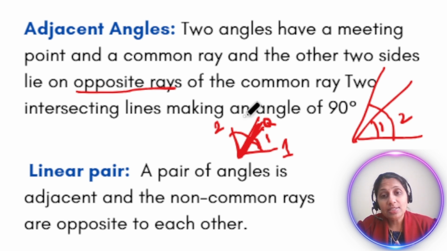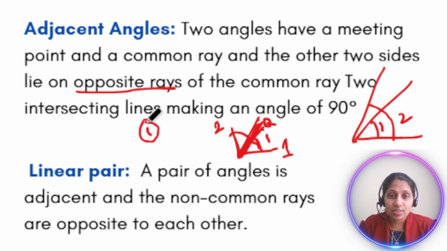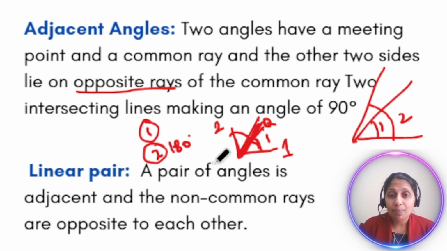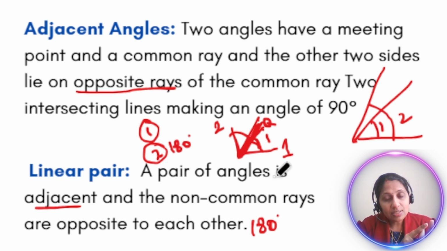Linear pair: if two adjacent angles, adjacent we already know the condition, they should have a common meeting point and a common ray between them. The two angles should be on the opposite side of the common ray. If that is satisfied, that is the first condition, adjacent. The next condition is if they add up to 180 degree, which is nothing but supplementary. Then we call the two angles a linear pair. A pair of angles is adjacent and the non-common rays are opposite to each other, and if they add up to 180 degree, then it is called a linear pair. Linear pair means simple: it should be adjacent and it should be supplementary.